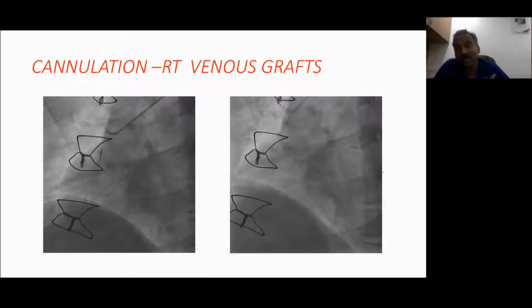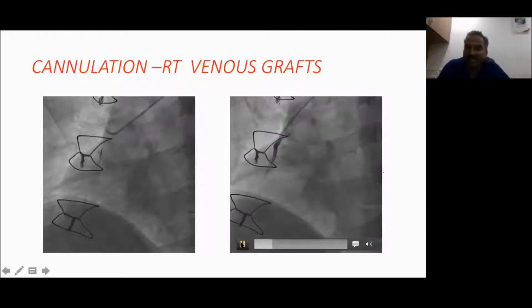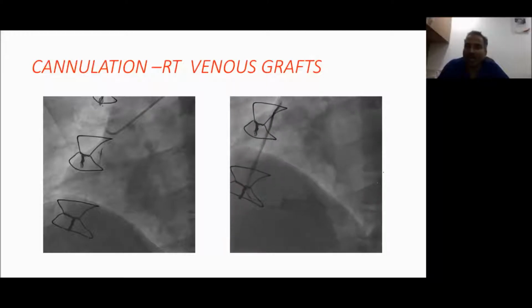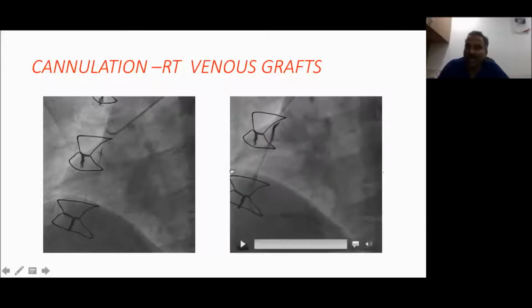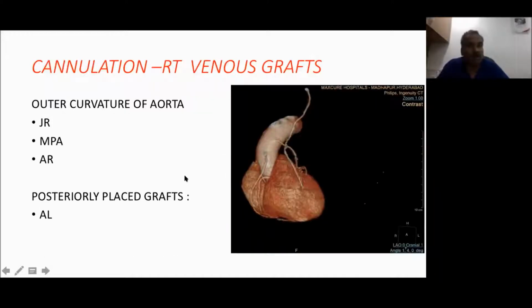In such situations where your JR won't work, where the graft is going downwards, you can use either Amplatz right, which is again a good catheter, or my usual catheter, MPA. I always use MPA. If JR won't work, I'll use an MPA. This is an MPA catheter, which typically faces downward and it just goes into your graft. So MPA catheter works.